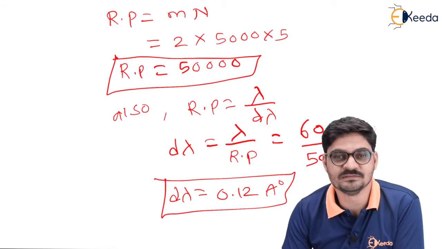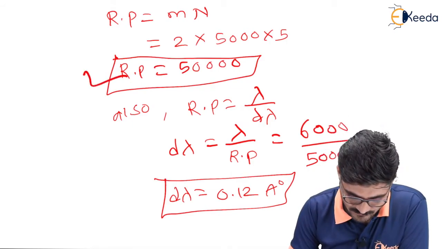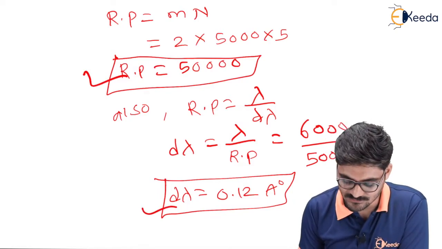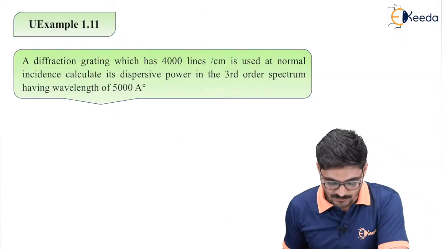I hope you get the point. This is about the given numerical, and this is the solution. We found the resolving power and we found the smallest wavelength that can be resolved. Now moving towards the next question.